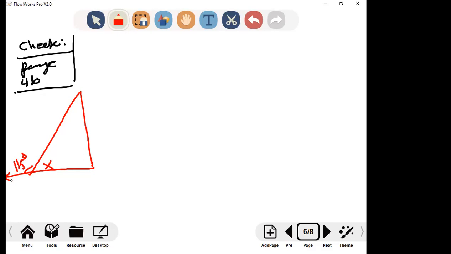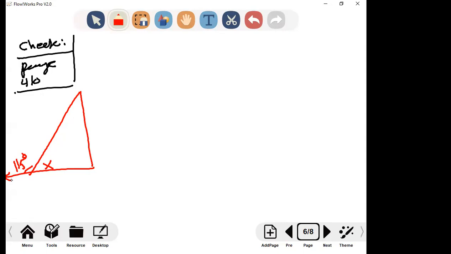Round to the nearest degree, which means we will round without decimals. Reduced means smaller. First step, we need to find X. Second step, we need to find how much the percent of that X is. Third step, we subtract to know the new angle, right?